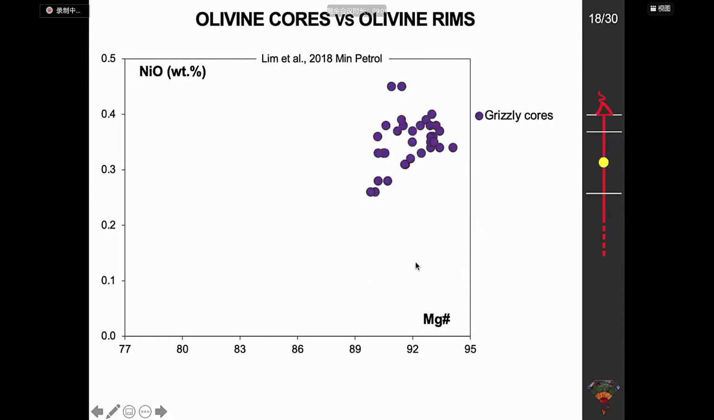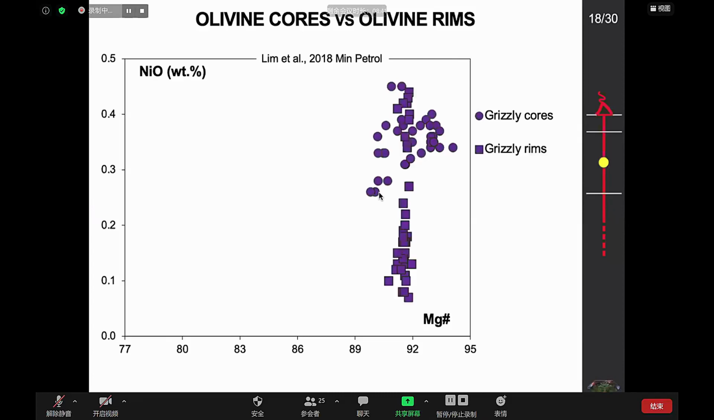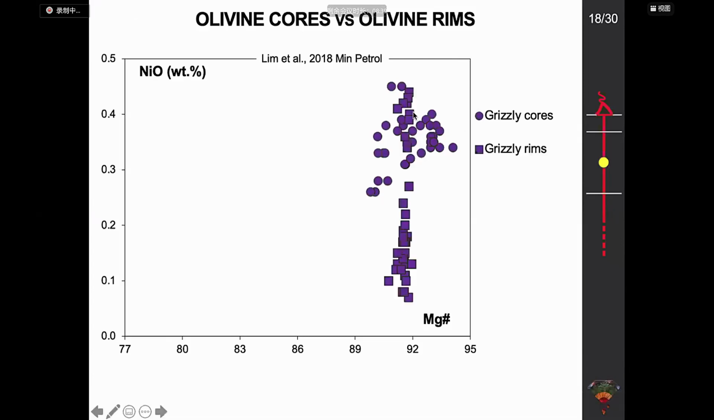So on the x-axis we have the magnesium number, and on the y-axis we have nickel oxide. First, here I'm plotting the composition of olivine cores in the Grizzly kimberlites, which you can see are restricted to relatively high magnesium number, so above 90 essentially. And these are the rim compositions, where the magnesium number is relatively constant at around 91.5.